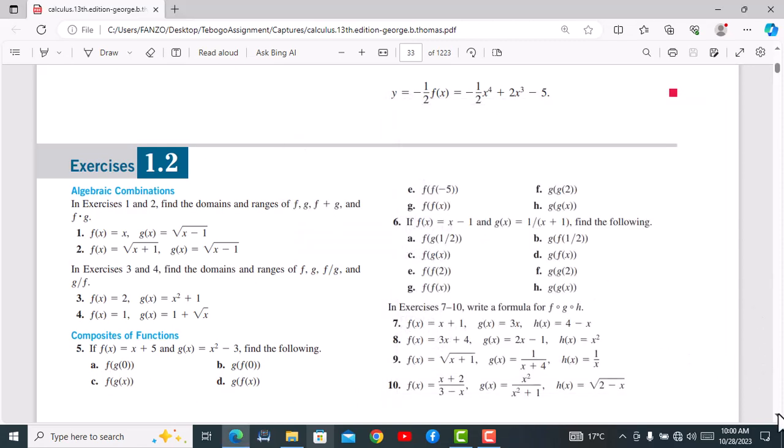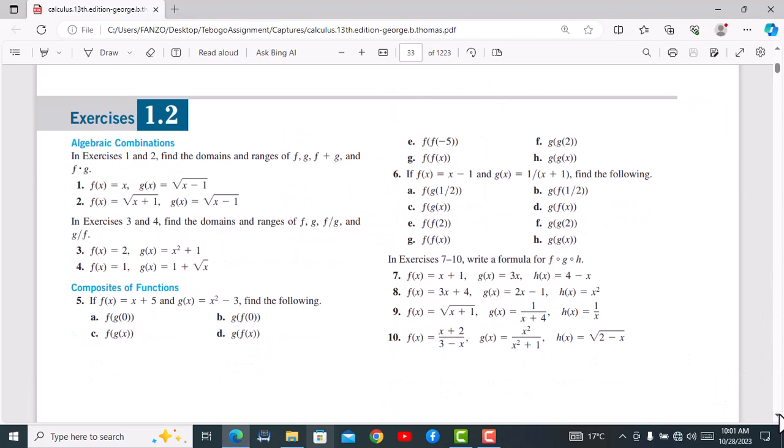So let me just continue with something else. And I'm also not going to solve this. You will deal with that. I'm going straight to exercise 7 and 10. Write a formula for f o g.